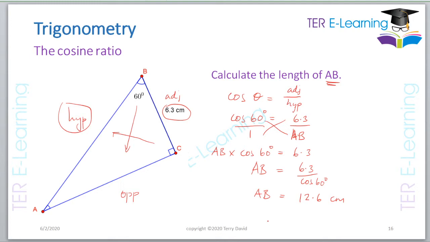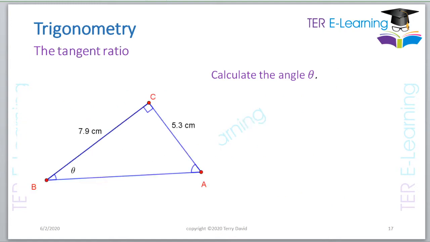Alright, so that's the cosine ratio. Those are three different questions they can ask regarding the cosine ratio. We have a next one here. For this particular one, I want you to work out this angle for me here. Work out the angle theta for me.